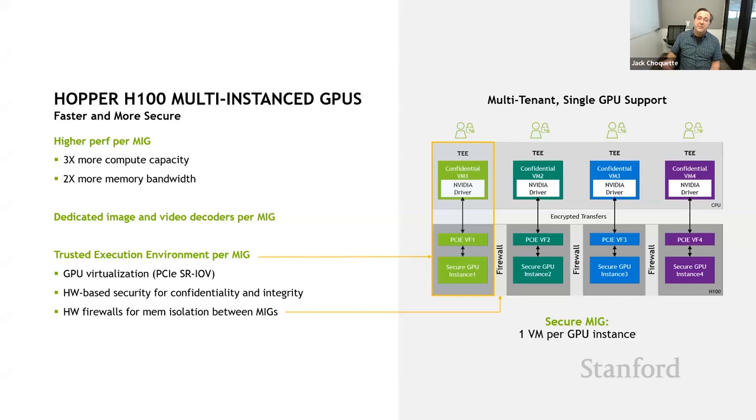On the PCIe interface, we have SR-IOV, which stands for Single Root IO Virtualization. It virtualizes all the registers needed to control and program each GPU instance. All transfers on PCIe are encrypted. Each GPU instance has its own set of keys, so there's no data sharing between VMs or between GPU instances. And by combining MIG and confidential computing, H100 has the world's first multi-tenant native confidential computing platform using a single GPU.